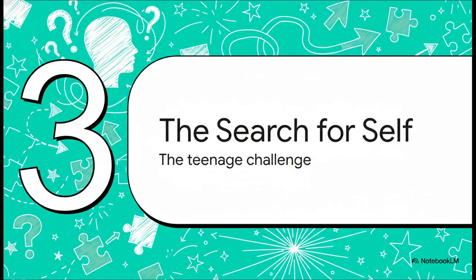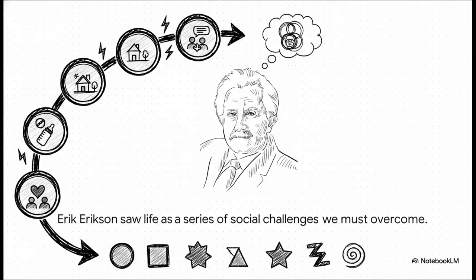Okay, so let's fast forward a bit. How does all this early stuff build into the teenage years? Well, that's a time that is pretty much defined by one huge, all-consuming challenge: figuring out who on earth you are. And to really get a handle on this, we've got to talk about a guy named Erik Erikson. He had this amazing idea that our whole lives are basically a series of eight social challenges, or quests, if you will, that we have to work through in order to grow.